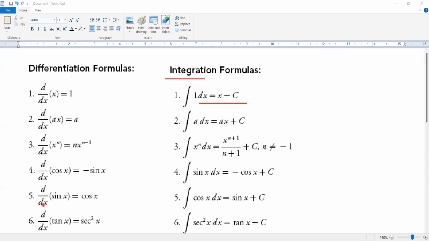Derivative of sin x with respect to x is cos x. Integration of cos x dx is sin x plus c.